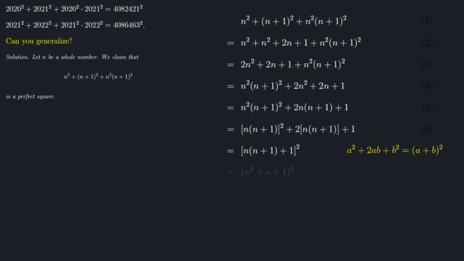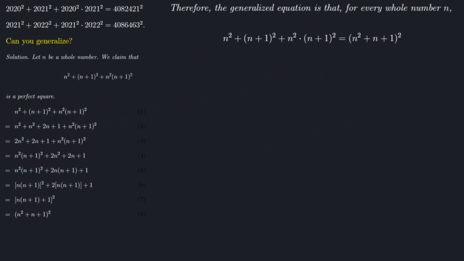The last step is just try to get a little bit more organized. We write the expression inside the brackets in some nicer form. To summarize, for any whole number n, the whole number squared plus the next whole number squared, then plus the whole number squared times the next whole number squared is a perfect square. Specifically, it's n squared plus n plus 1, the whole thing squared.